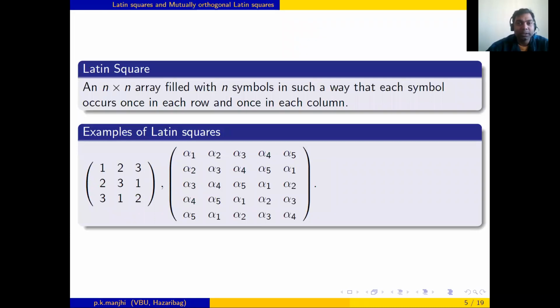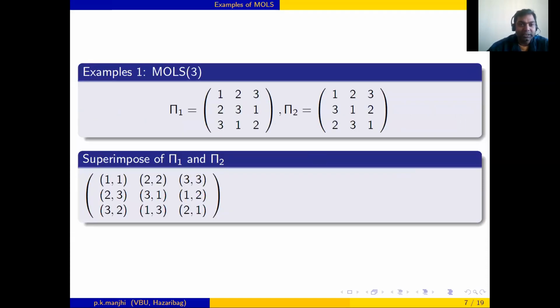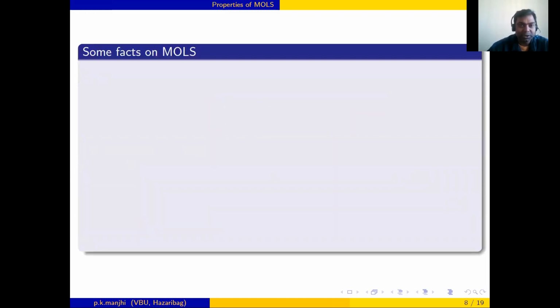Latin square, we already know from the previous session, is an n by n array filled with n symbols in such a way that each symbol occurs once in each row and each column. Just for example, these are Latin squares. And MOLS are simply collections of Latin squares such that if we superimpose one Latin square onto another, we get all the pairs exactly once, like this. Here pi 1 and pi 2 are two Latin squares, and they are mutually orthogonal, since if we superimpose one onto the other, we get all the pairs of symbols exactly once. So these are some facts about MOLS.